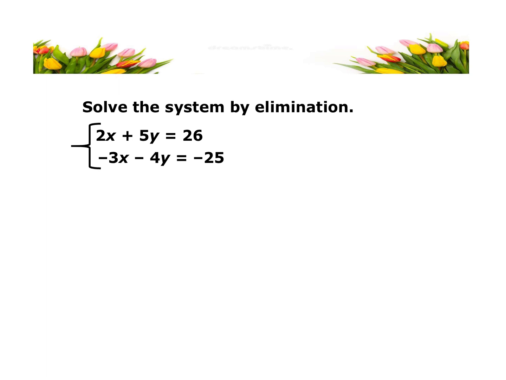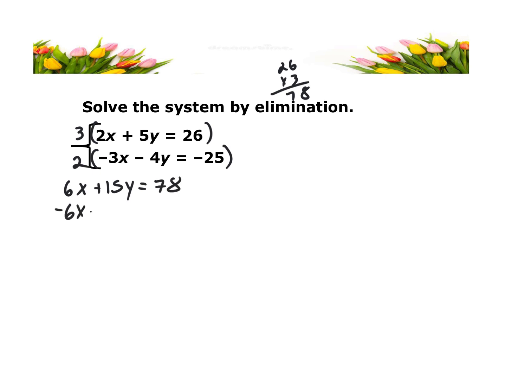Now there's nothing I can do for only one equation to cancel them out. So I'm going to multiply the top one by 3 and the bottom one by 2. So I'm going to get 6x plus 15y is equal to 26 times 3, is equal to 78. Negative 6x minus 8y equals negative 50. So after distributing all of the terms, we're going to go ahead and add them.